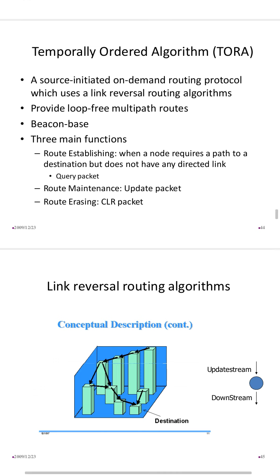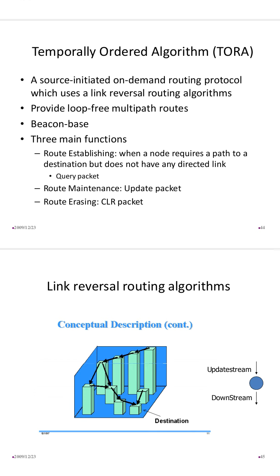In the route establishment phase, a node requires a path to a destination but does not have any directed link. From the source to destination there is no direct link available. So first the source node will send the data to its adjacent nodes, and from these adjacent nodes the data is again sent to their adjacent nodes. Like this the route is established in the route establishment phase.